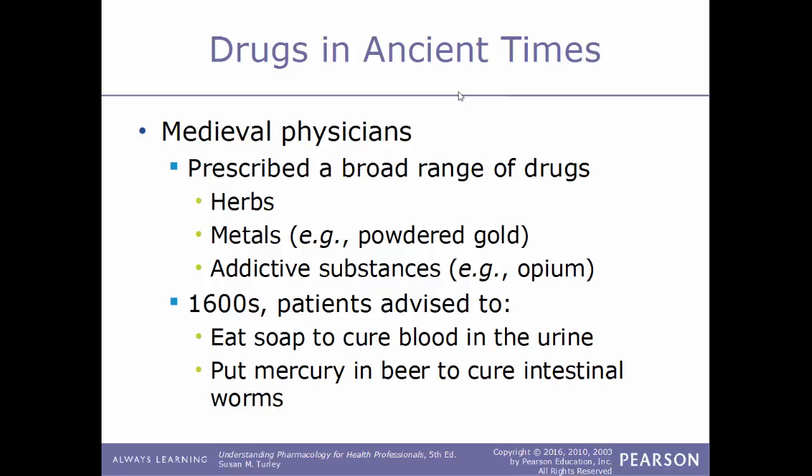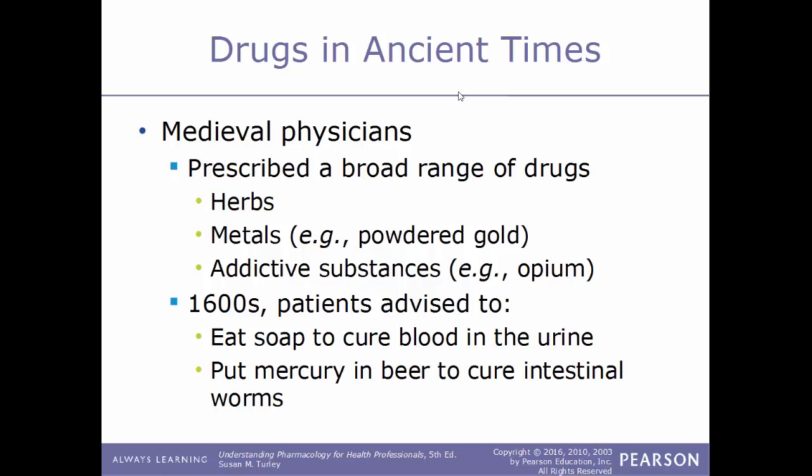And opium is a very good pain reliever, but it is so good it is very addictive. We'll talk more about that a little bit later in this chapter. In the 1600s, patients were advised to eat soap as a way to cure the blood in the urine. The thought was eating soap would help to cleanse away what was dirty inside you, and the blood and urine would just go away. Obviously, that's not going to be the case.